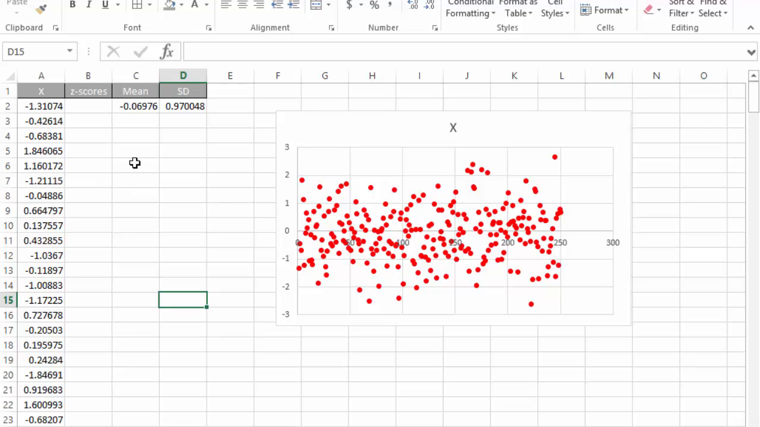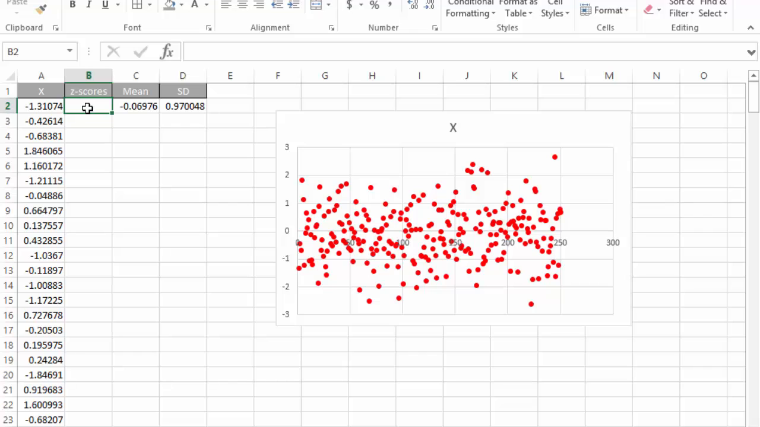So here we have another example. These are just some randomly generated numbers. The mean for this is negative 0.06, and the standard deviation is 0.97. So that's pretty close to a 0 and a 1. And here's a scatter plot. You can see they're really tight around 0, so the standard deviation is not that large. It's almost 1. So they're pretty close to the mean, which in this case is 0.